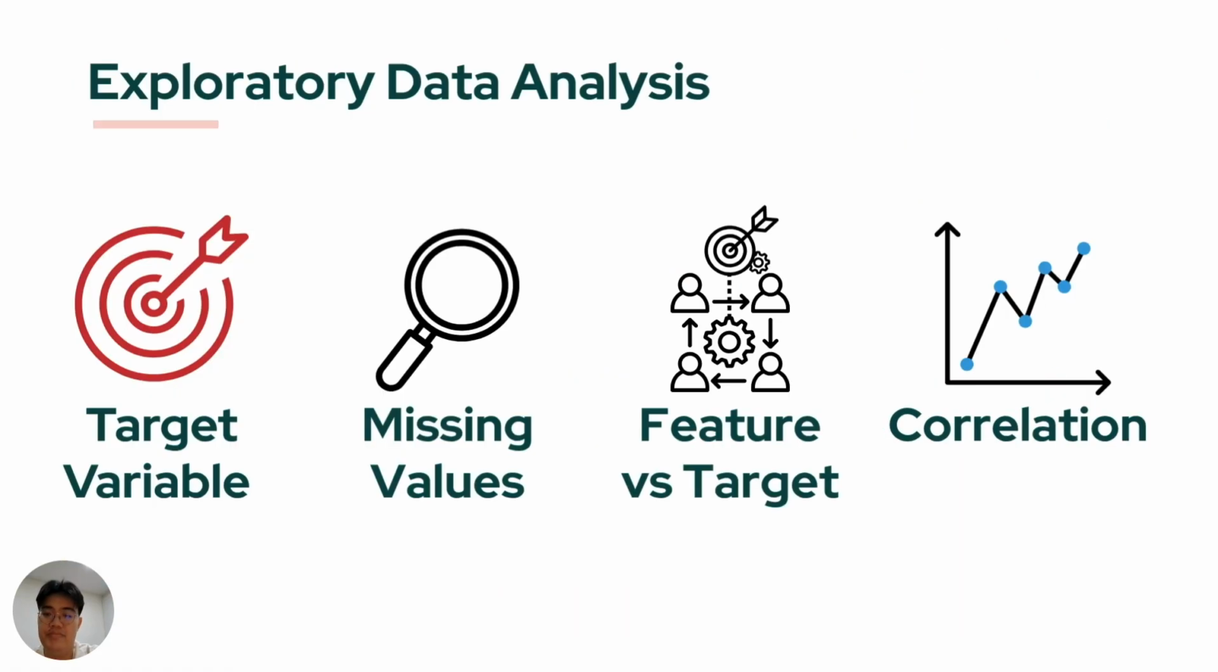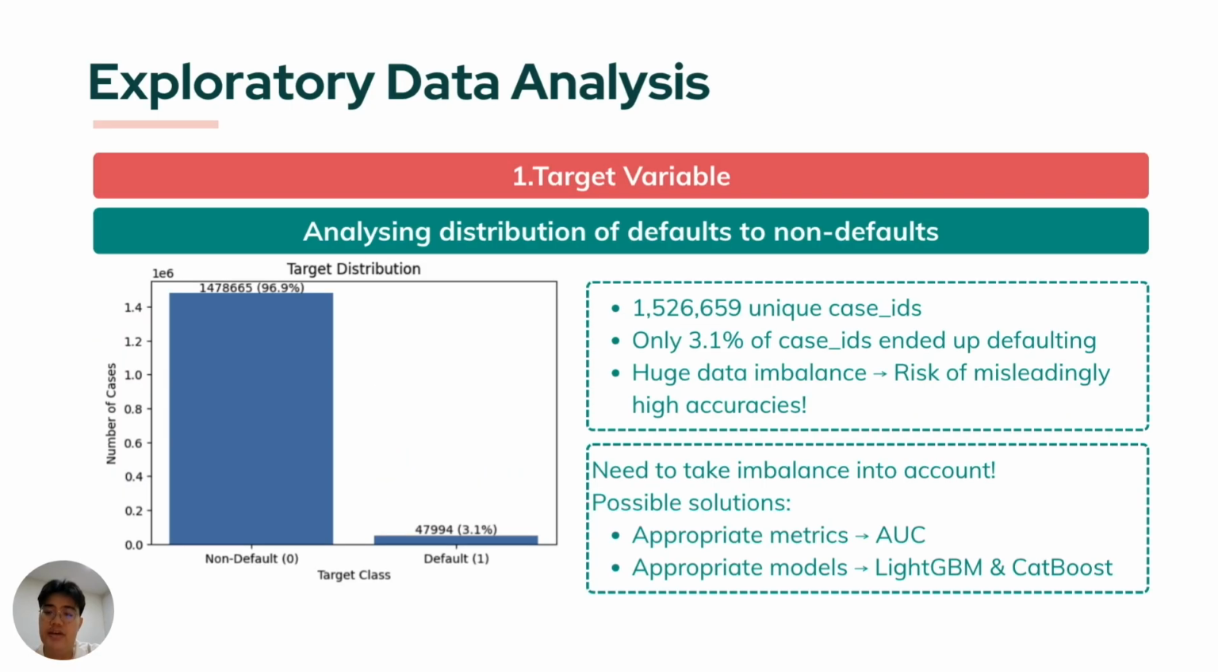Moving on to the next section, we first look at EDA, which helps us understand the dataset, identify patterns, and detect issues before modeling. Here we focus on 4 areas: target variable, missing values, feature target relationships, and feature correlation. Firstly, we analyze the target variable to understand class distribution. We see that our data set is highly imbalanced with only about 3% of defaults. This makes accuracy misleading, as the model could predict only non-default cases. Hence, solutions include using appropriate metrics like AUC or models such as GBM.